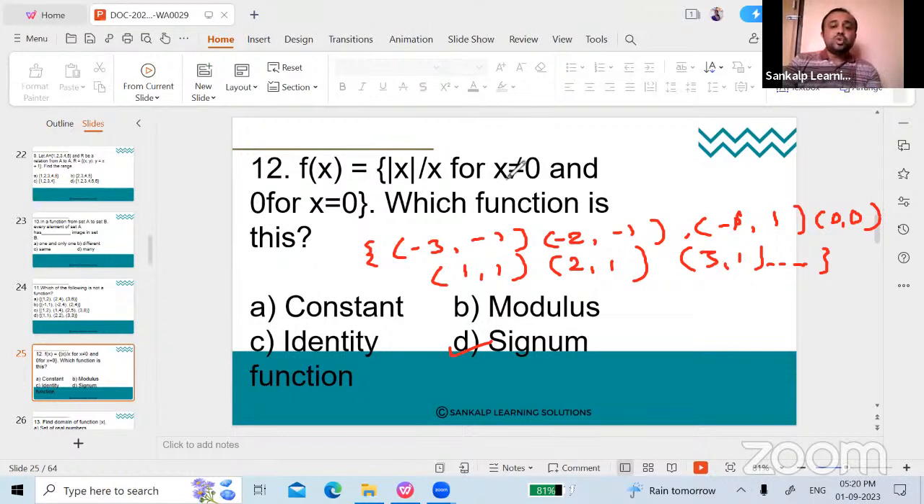Why? Because x should not be equal to 0, and mod of x is going to be divided by x. So mod of x, all the terms are going to change to positive terms. Yes, next one. We'll move on to the next question.